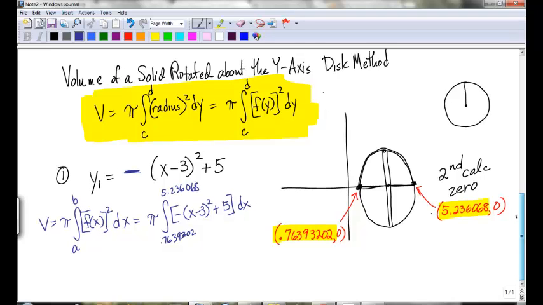Okay, so now we've got to go back to our original. We've got to insert parentheses around it. So do second function insert, put parentheses around the 5, and square it.